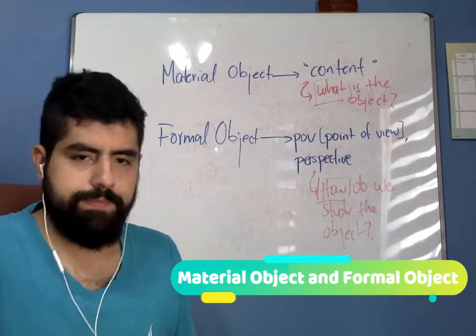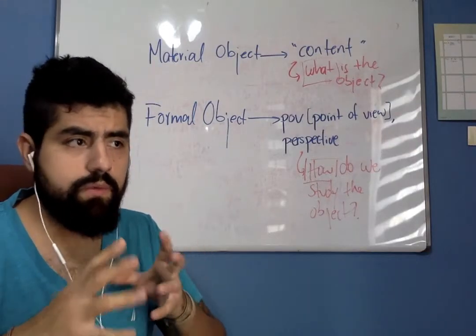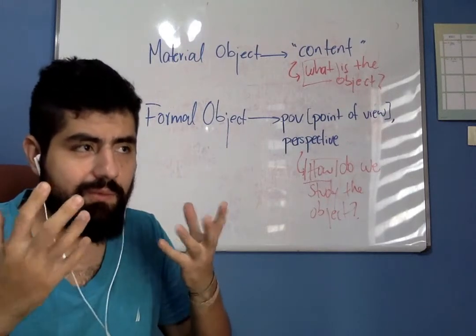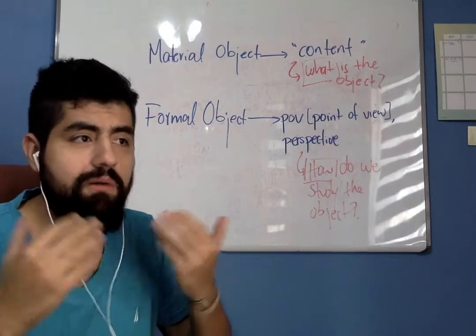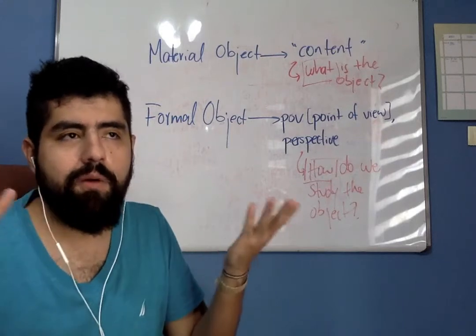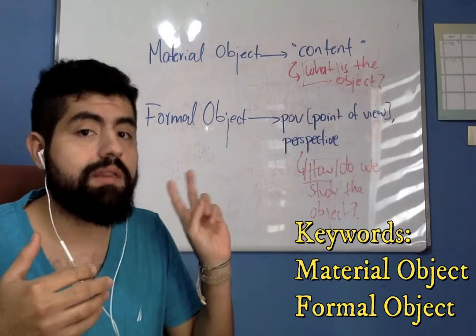Okay, normally in all of our topics we are going to work with keywords. These keywords are the words, concepts, ideas that give meaning to the whole discussion or to the whole topic. In this case, obviously the two keywords that we're going to have are the material object and the formal object of the sciences.